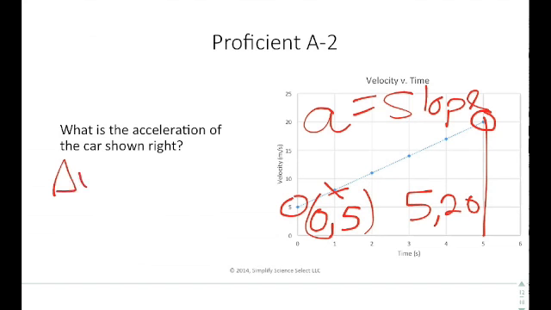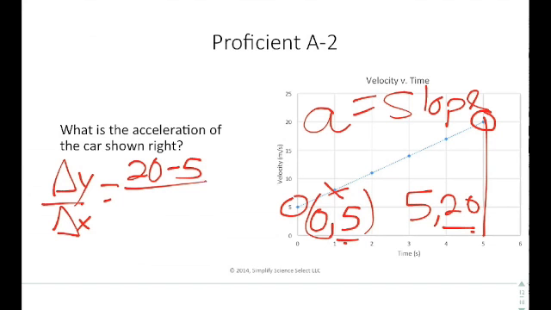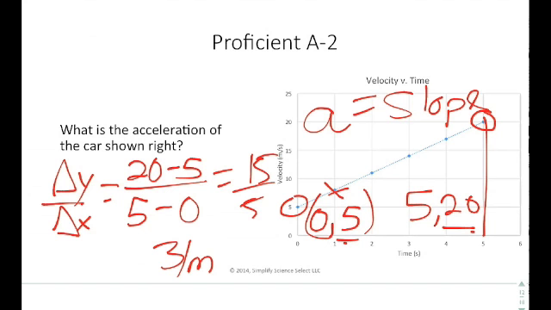So now I need to find the slope. Remember, slope is the change in y over the change in x. So here's my y value and my y value. The change is the final minus the initial, or 20 minus 5, divided by 5 minus 0. Whenever you do this, you end up getting 15 over 5, or a slope of 3 meters per second squared.